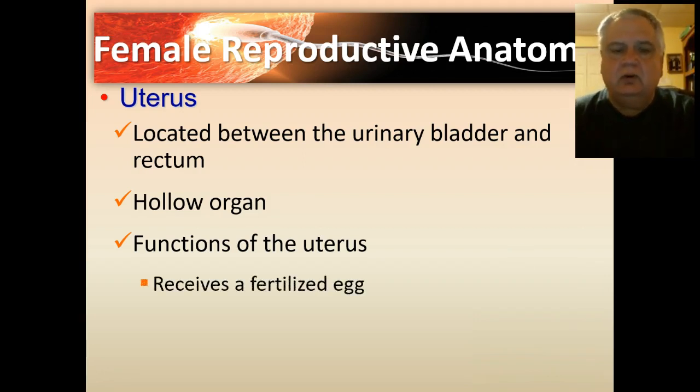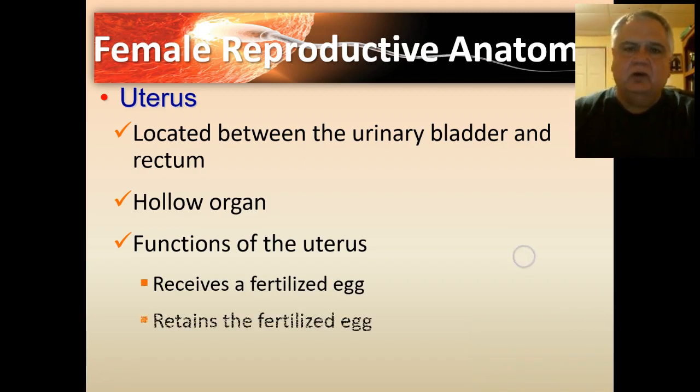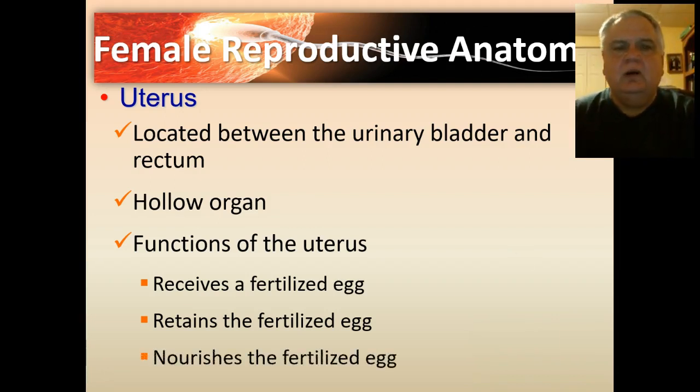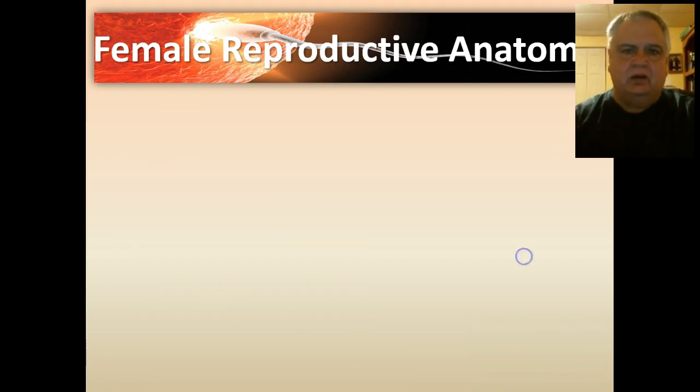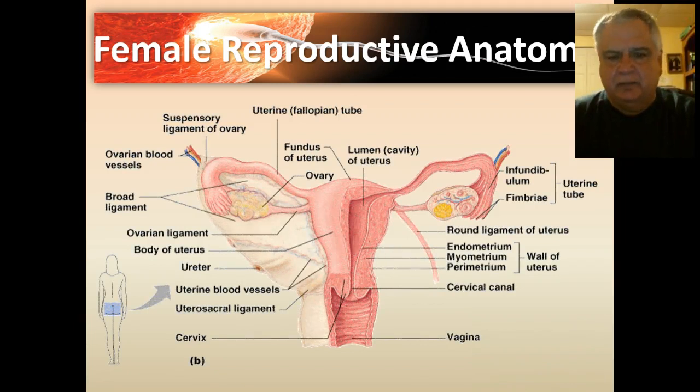Now the uterus is going to receive, as we said, the fertilized egg, because fertilization is going to occur in the fallopian tubes. Once the fertilized egg enters the uterus, it'll be retained in the uterus. The egg will undergo implantation. It'll attach to the inner uterine wall, and then blood vessels in that inner uterine wall, the endometrium, will provide nourishment for that fertilized egg as it undergoes stages of development.